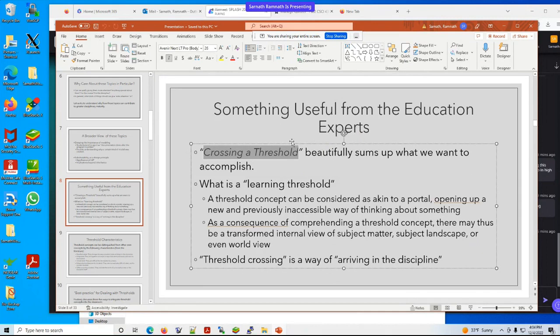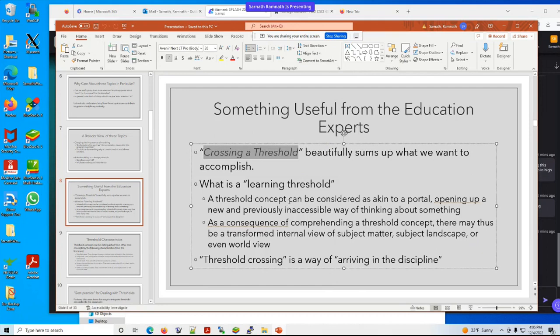The idea is, in any discipline there are learning thresholds, something that you get through, and after that your eyes are opened. It's almost like abstraction in the previous talk.